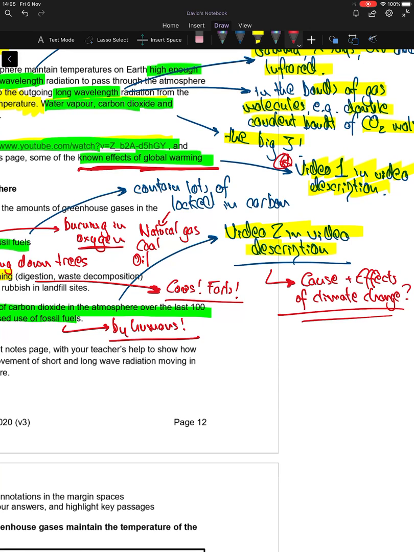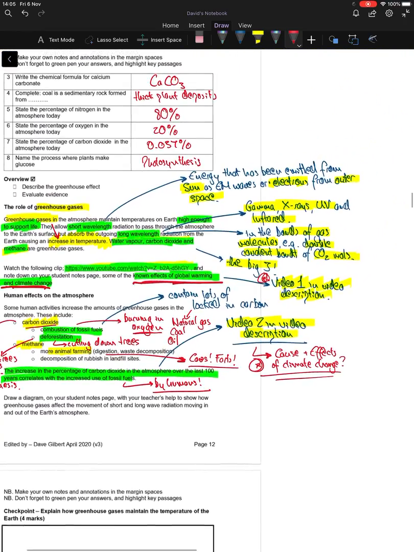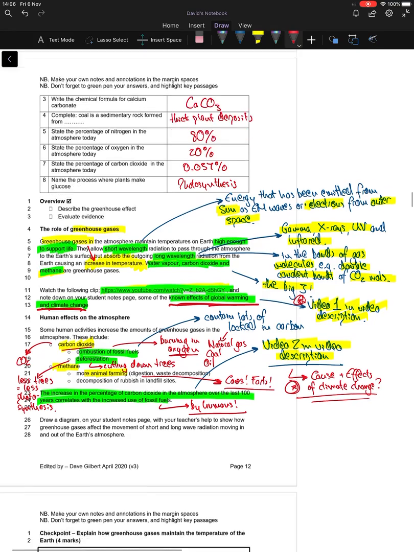Can you do that now? Pause the video, go and have a look at video 2 and have a look at some of the causes and effects of climate change. Good. So hopefully you've got a full set of notes, annotations and highlights like that.